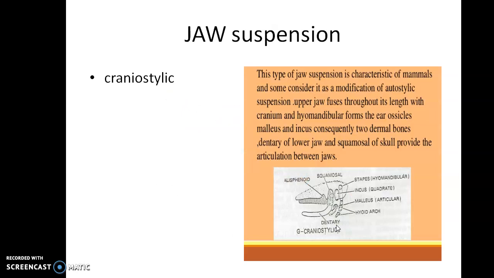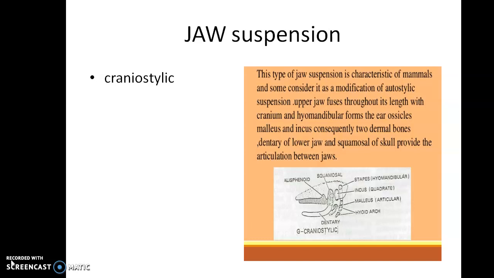So now let us see the jaw suspension. The jaw suspension is of different types in vertebrates, like the autostylic, then there is craniostylic jaw suspension, that is seen in most of the mammals. It's also seen in rabbit. It's very different from the jaw suspension seen in amphibians, which is called autostylic jaw suspension.